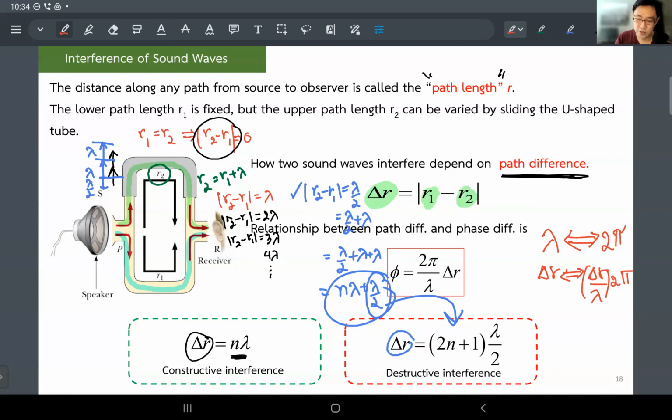But anyway, the point is you just take the ratio, right? Because you know that every lambda is equivalent to 2 pi. So what if you have a distance of only delta R, or you can put X, you can put A, whatever, then what value of the phase is it equivalent to? It's just a proportion. So the phi that you want to figure out is just delta R over lambda, and you multiply by 2 pi.